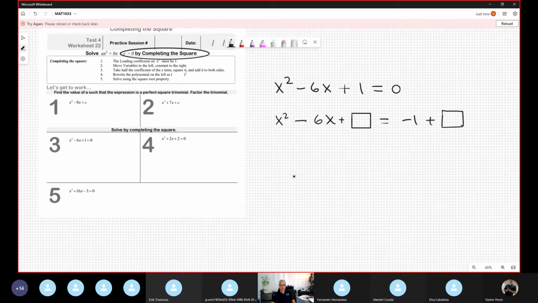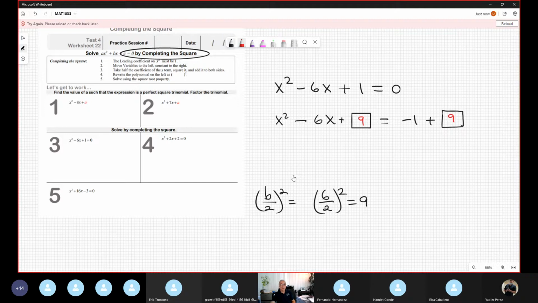And remember the formula. The formula is b divided by 2 squared. And b in this example is 6. 6 divided by 2 is 3, and 3 squared is 9. So the magic number I need to put artificially to complete the square is 9.